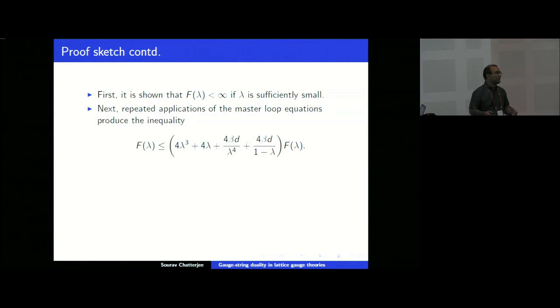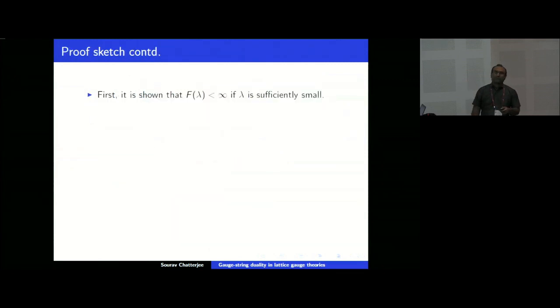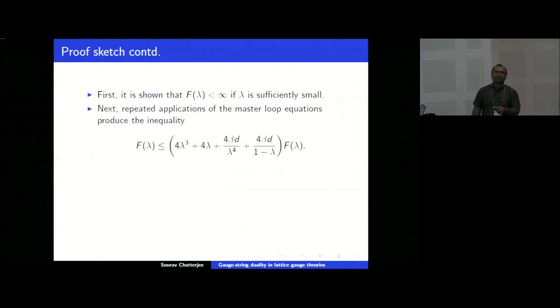So you use the master loop equations now. You have this phi and psi in this definition of d delta. So again, going back, you have this d delta here, and you have this phi and psi. So use the master loop equation for these. You assume that phi and psi both satisfy the master loop equation. So use that, and then you see how this index, this iota of delta, changes as you do a splitting or merging or whatever, all these other operations. So using that, you can show that f satisfies this kind of an inequality.